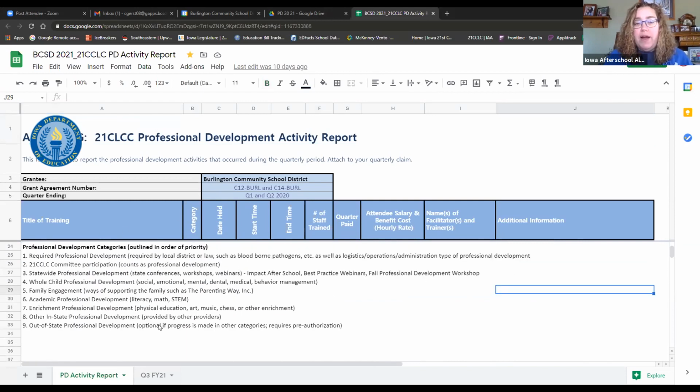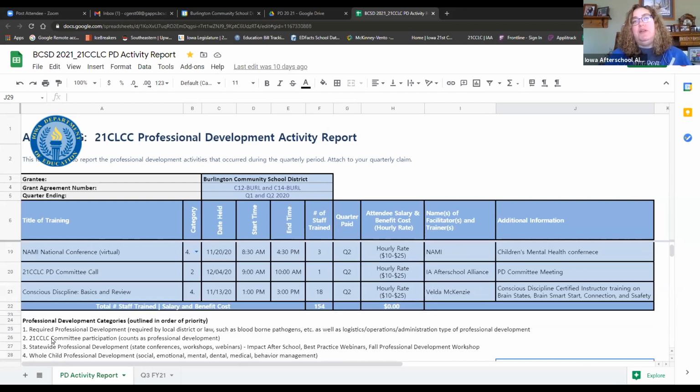Again, those categories are required, which includes things like bloodborne pathogens, CPR, and those district or site requirements that individual sites might have. Committee participation, statewide professional development, which includes impact and workshops, social emotional learning / whole child, family engagement, academic, enrichment, and state professional development from other providers. So for example, if you did a training through the Department of Human Services or Child Care Resource and Referral, or just another department that might be applicable to you and your site, and then out-of-state training, which of course we didn't have very much of last year.